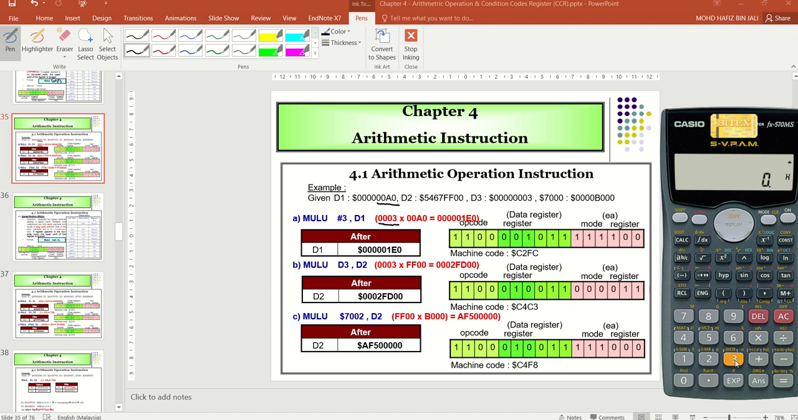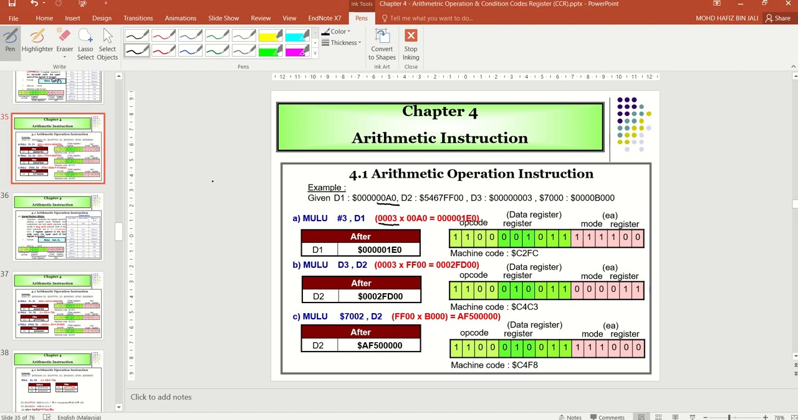3 times 00A0. If there are zeros at the front of the number, if you don't want to put 000 it can also be fine. Let's try to check whether it produces the same result or not. 3 times 0000A0, so 1E0.